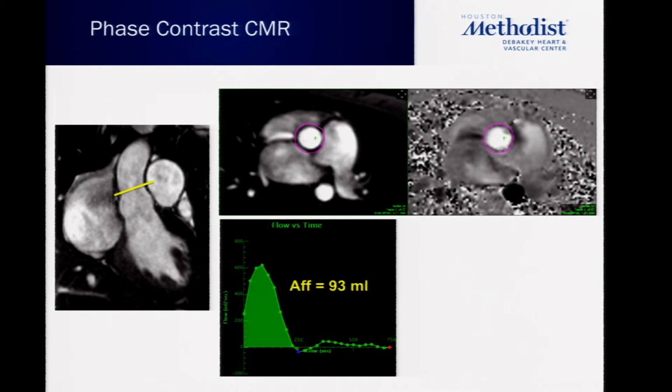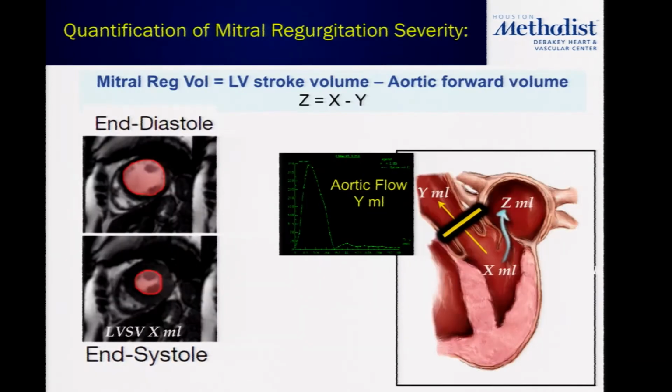And in this case, we would use this information to quantify the severity of the mitral regurgitation. The way we would do that is by solving this equation right here. So Z equals X minus Y. Essentially what we're saying is the amount of flow going backward in the left atrium, or the mitral regurgitation, is equal to the total amount of flow that's squeezed out by this ventricle, so that's the LV stroke volume, minus the amount of flow that we calculate as going forward across the aortic valve, which in this case is shown as Y.